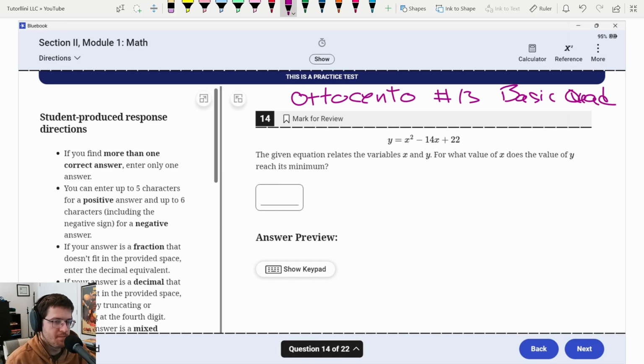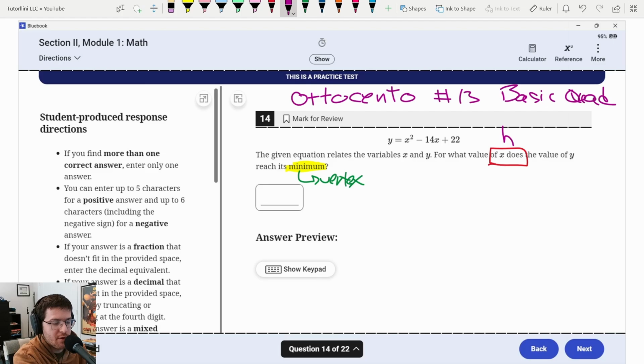So, the question, it's got a quadratic function, and it's talking about the minimum. So right away, I know it wants me to figure out the vertex. As soon as it mentions minimum or maximum, I know it's talking about the vertex. Specifically, it says what value of x. So we call the vertex h comma k. So it's asking us to find h.